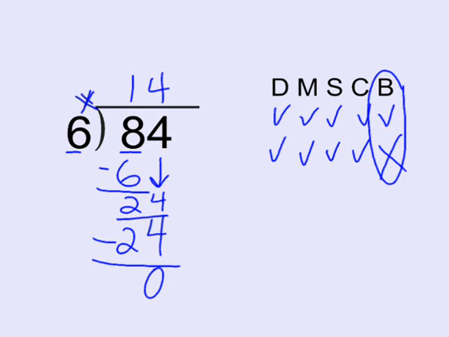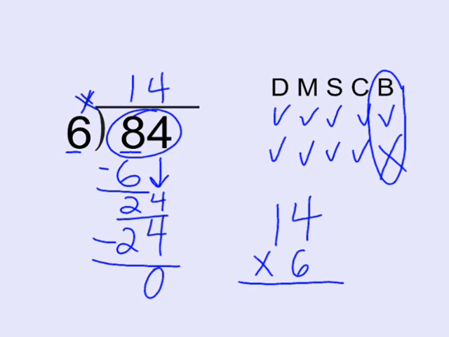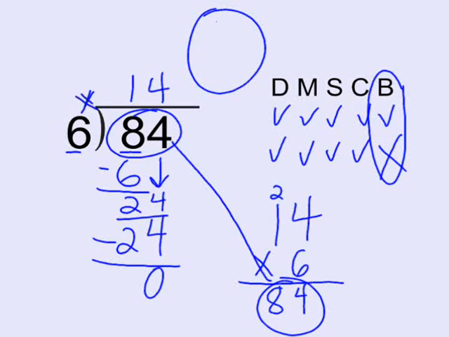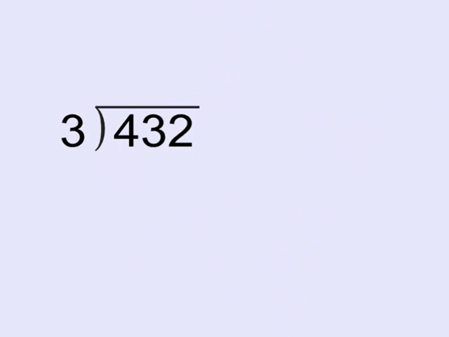Now I need to check to see if my answer's correct. My quotient times my divisor should equal the dividend. 6 times 4 is 24. 6 times 1 is 6, plus 2 more is 8. So 84, it matches. So I know my problem's correct. I'll give myself a smiley.